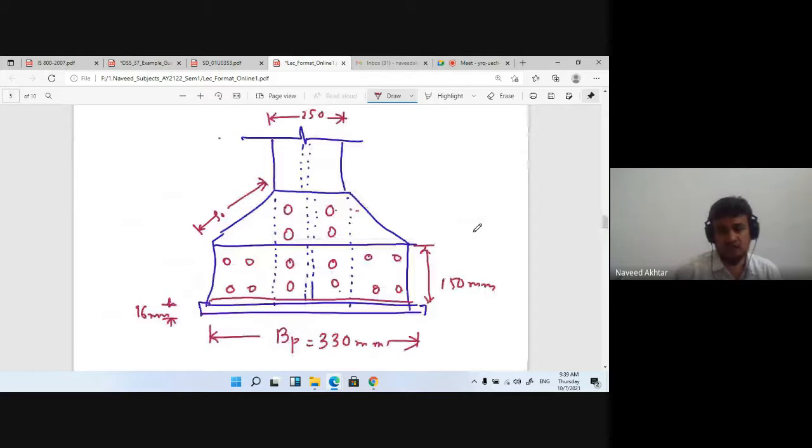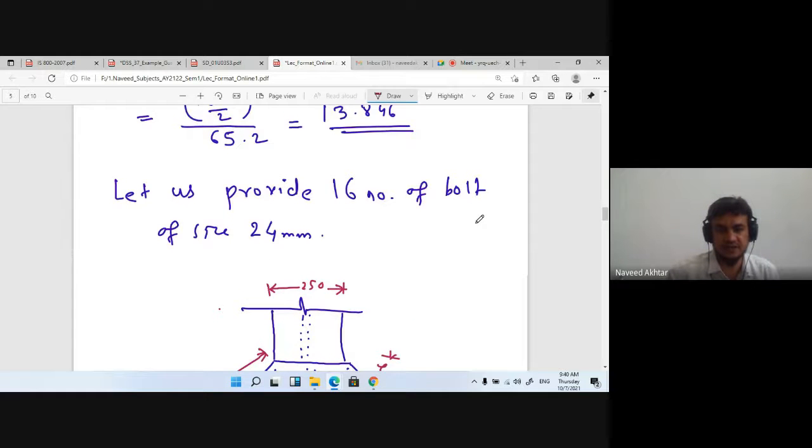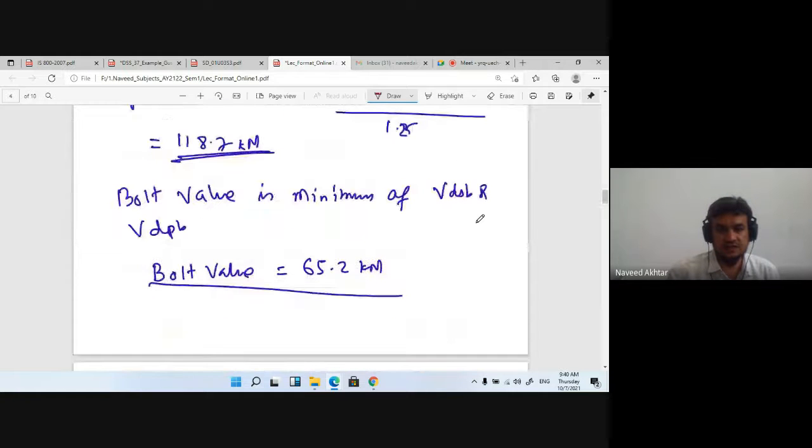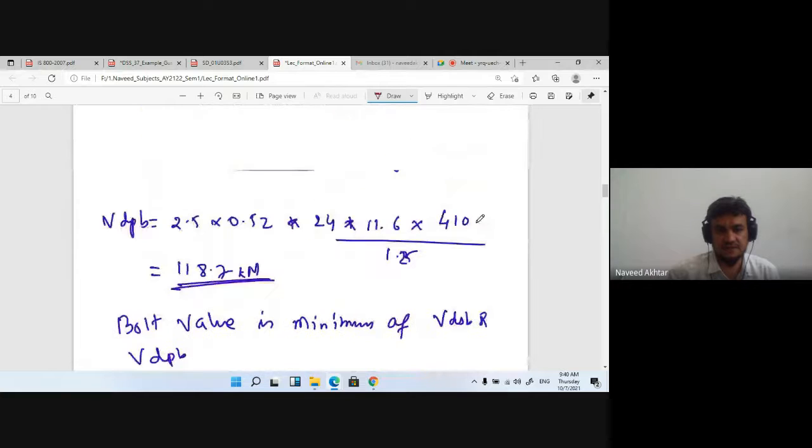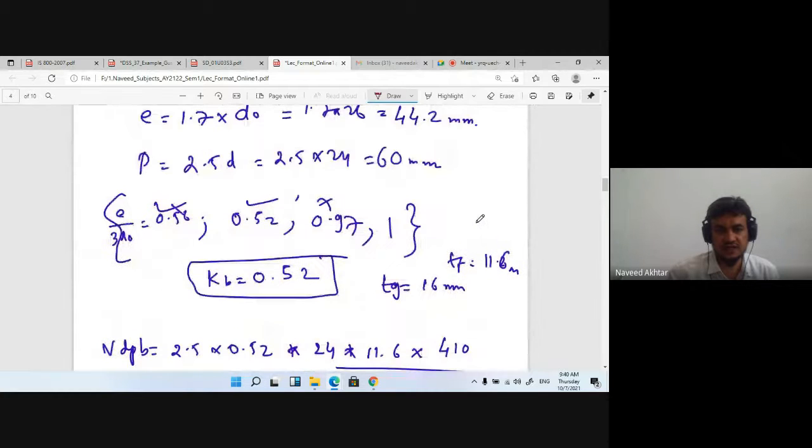Okay, so this is the head distance. This is the end distance, and in between is the pitch P. P is already calculated; this is the end distance, how much distance we calculated earlier.